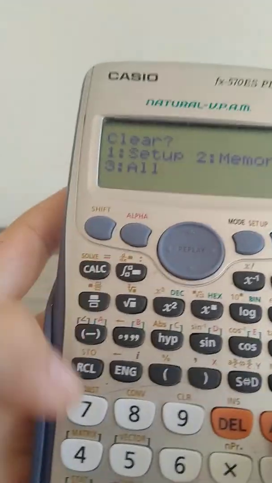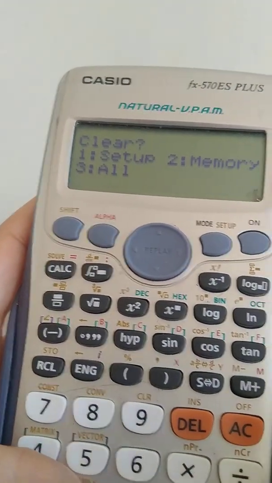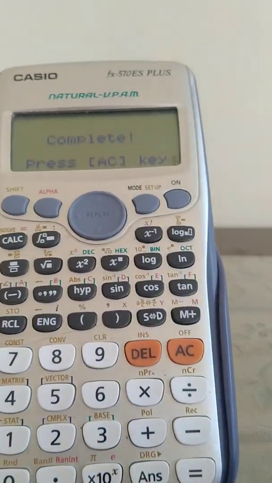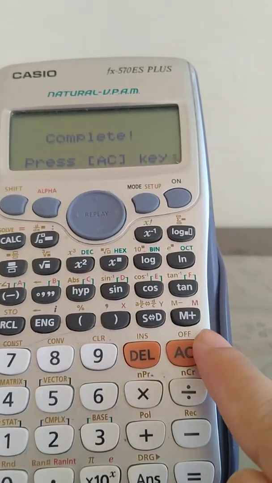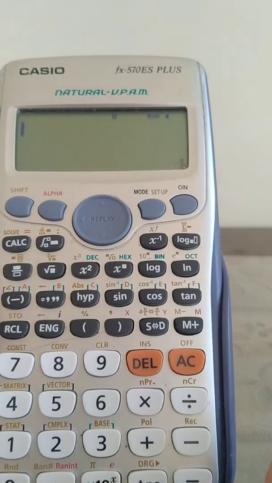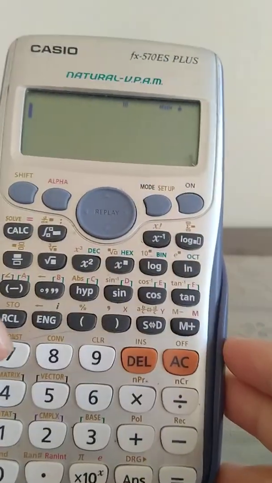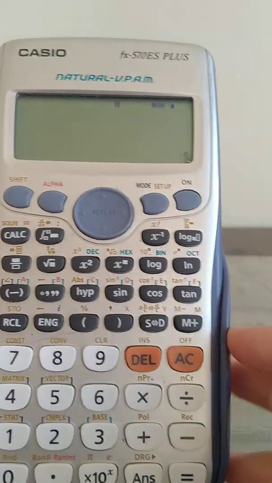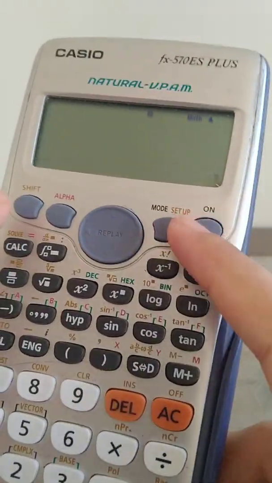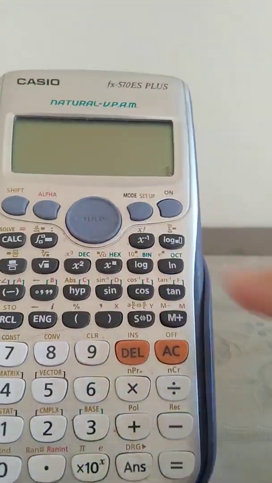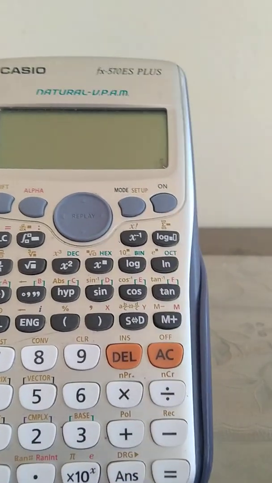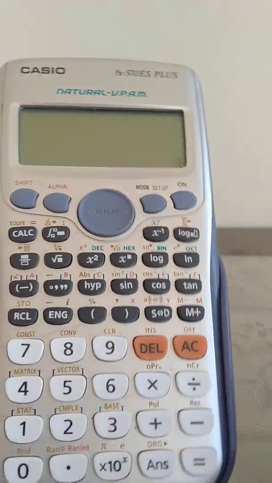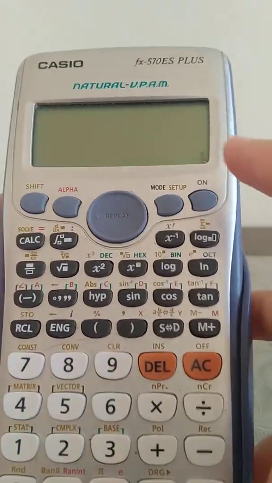That's it. So, halimbawa, i-clear ko yung memory. Press 2 equals to yes. And press AC to confirm. So, that's it. As simple as that, makakapag-store ka ng mga values sa calculator pag may exam ka, para hindi ka na magsaulo ng mga values. Imbis na isaulo mo na lang, mag-practice ka na lang kung paano i-solve yun.